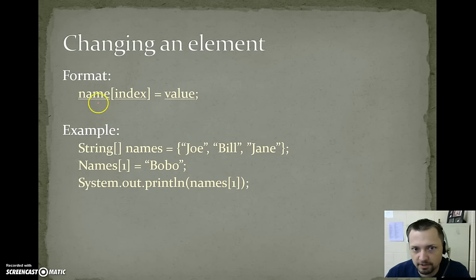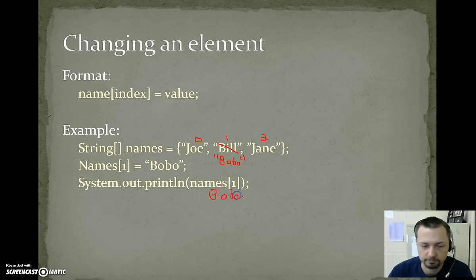If you want to change an element, it's just like accessing an element, but you say equals value. So again, if we have 0, 1, 2, and we say names, bracket, 1, bracket, and change Bill to Bobo, we'd cross that out, and now at location 1, we would have Bobo, and this would print Bobo because Bobo is now at 1. Bill is gone.